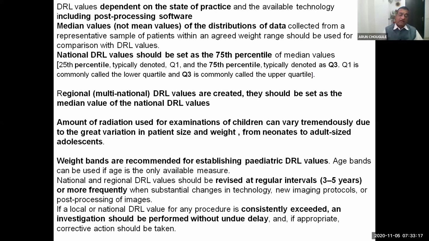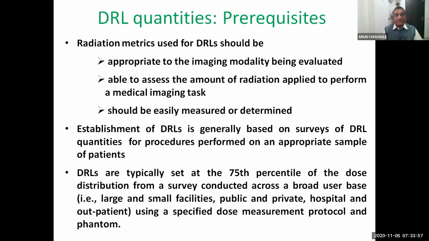If a local or national DRL value for any procedure is consistently exceeded, an investigation should be performed without undue delay. Is there any lacuna in the QA/QC, that is the exposure factors, the image receptor, image processing, and then appropriate corrective action should be taken. Otherwise, just finding a DRL or the exposure is not going to help. If they are exceeding, corrective measures have to be taken so that the mistake doesn't happen again and again. Now, I told you what DRL quantities you should use, what prerequisites you need to have when you are going to set the DRL locally, nationally, or regionally.